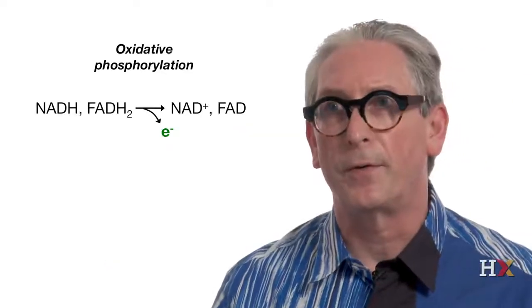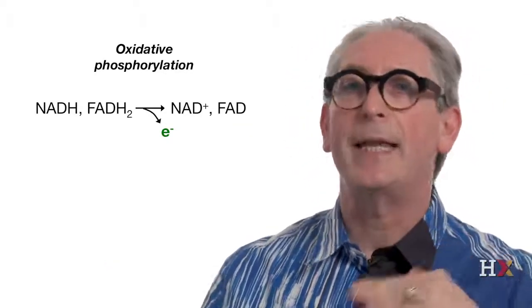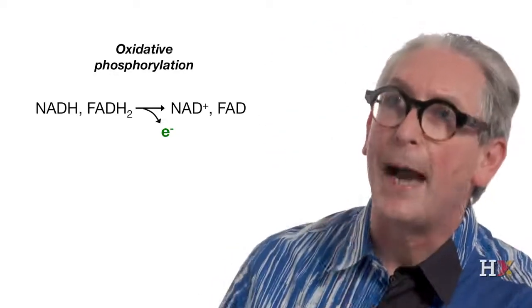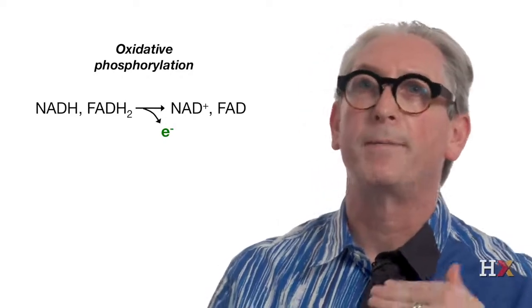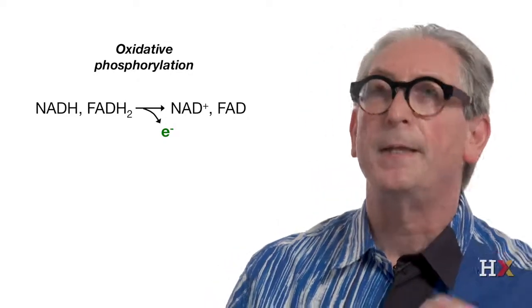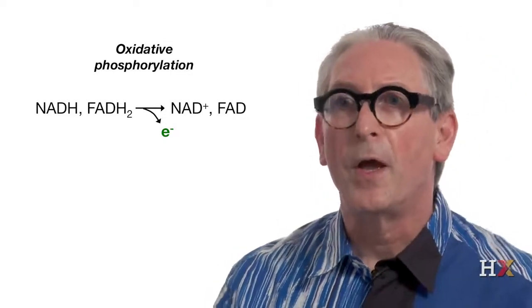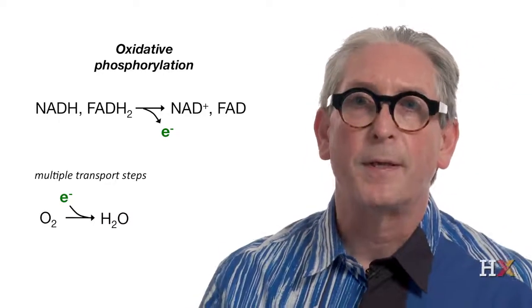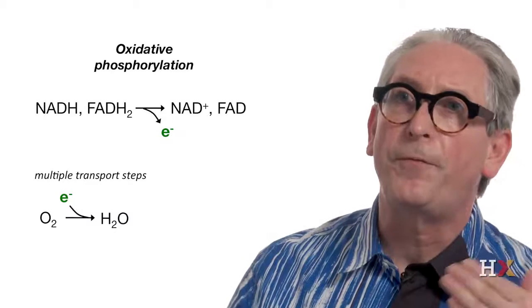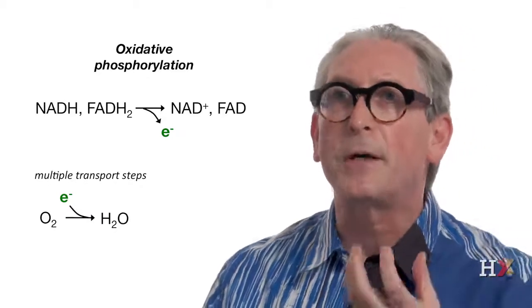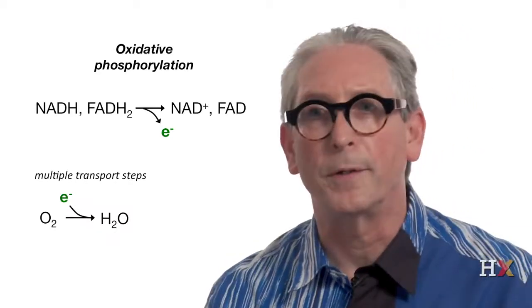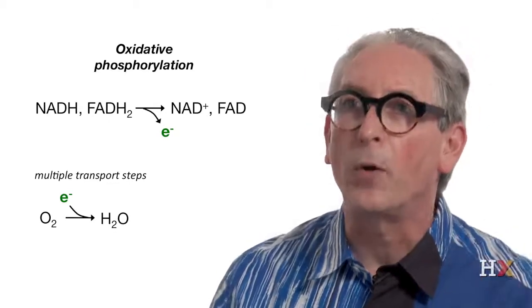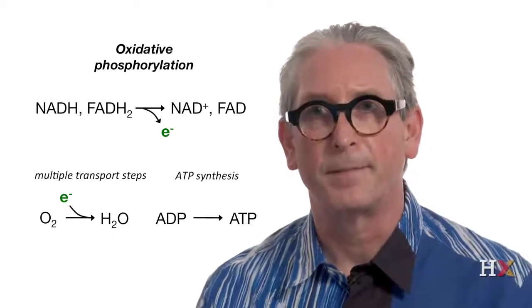During oxidative phosphorylation, NADH and FADH2 will give the electrons to be converted back to NAD+ and FAD. The electrons that are given move through multiple transport steps before they will reduce the final electron acceptor, oxygen, to form water. This exergonic process is coupled with ATP synthesis.